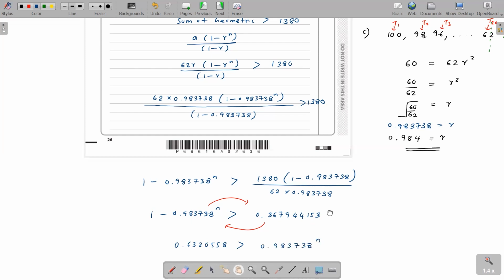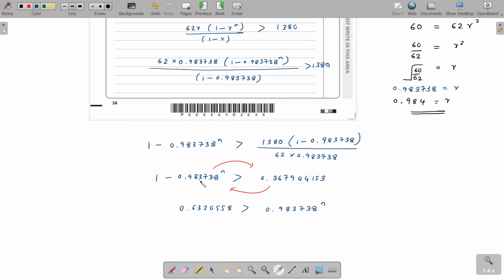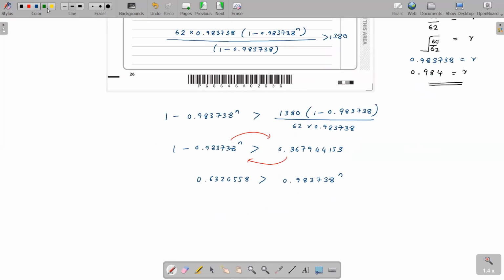Do you see what I've done here? I've taken the minus 0.98 power n to the other side and I've taken this to this side. I subtracted the two and I've written these two answers. Now, how do I make n the subject? Put log to both the sides. Take the logarithm of both the sides. And then what happens? Log 0.6320558.